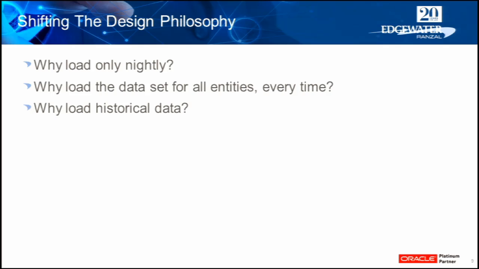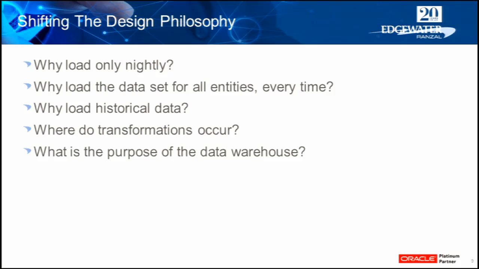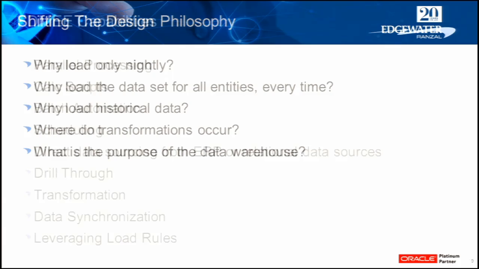Why are we loading historical data every time? Why are we going back and reloading last year's data? What are we trying to do with that process? Where are those transformations occurring? Is that happening in some staging area? Am I doing it in my SQL load rules or my data load rules? Where's that happening? What's the purpose of the data warehouse if I have one? Is it purely to stage data for Essbase?